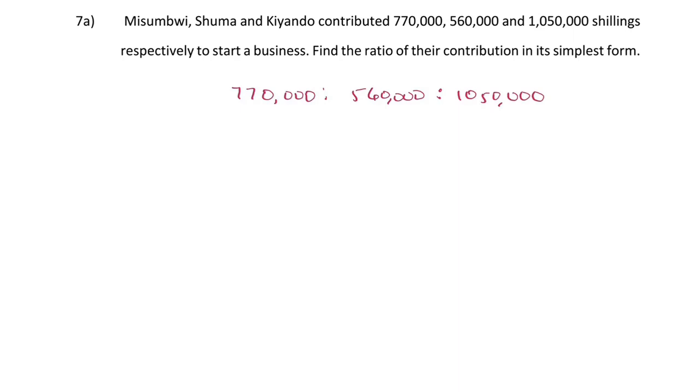Okay, so now let us divide by 10,000 in order to eliminate the zeros. Then our ratio is going to be 77 ratio 56 ratio 105. Then next we can simplify this ratio further, so we are going to divide each number by 7. Then we are going to have 11 ratio 8 ratio 15. And this is going to be our final answer.